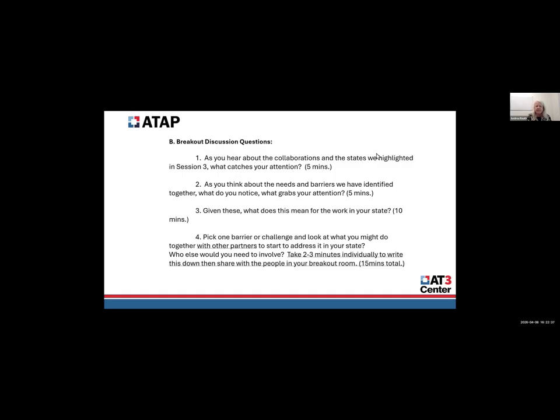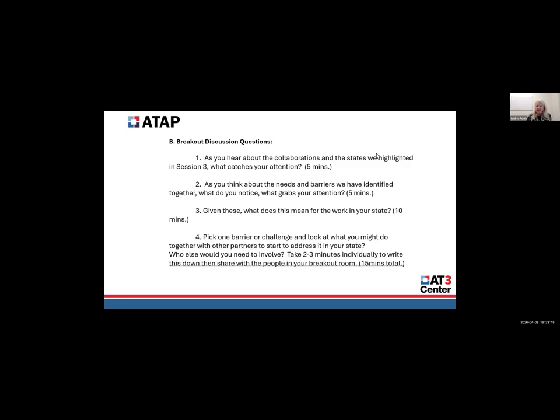And the fourth item is, as a group, well, first of all, individually, pick one barrier or challenge that we just went over, and look at what you might do together with other partners to start to address that barrier in your state. So you all know what the barriers are in your state. Let's just pick one. Think about it by yourself individually, write a couple notes down.